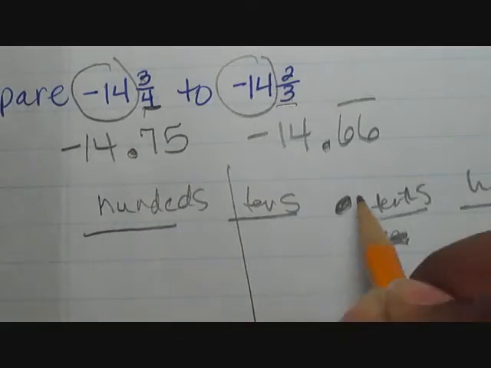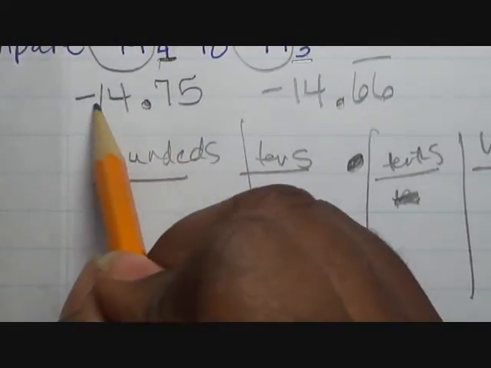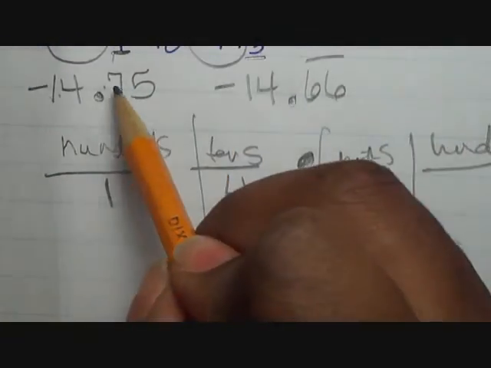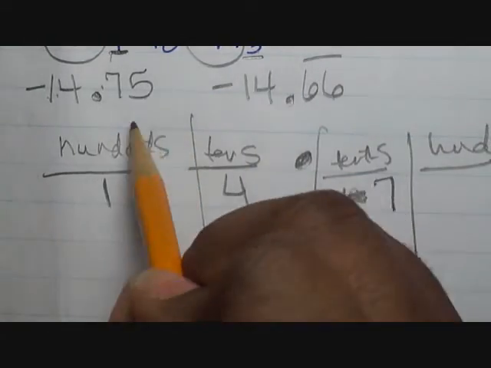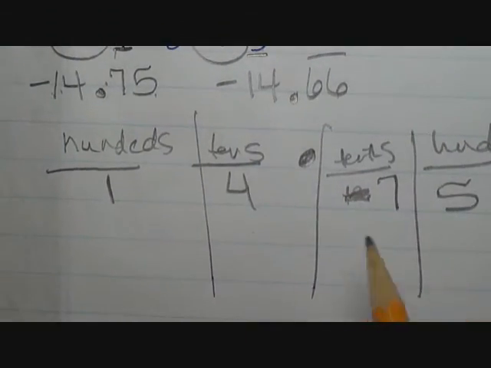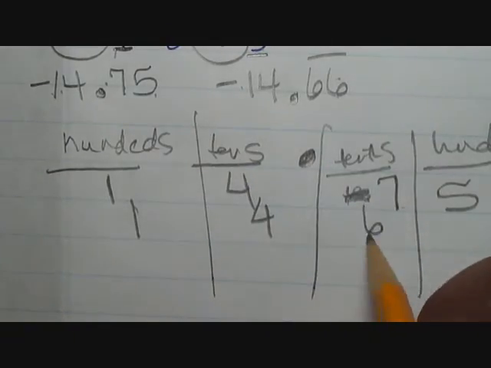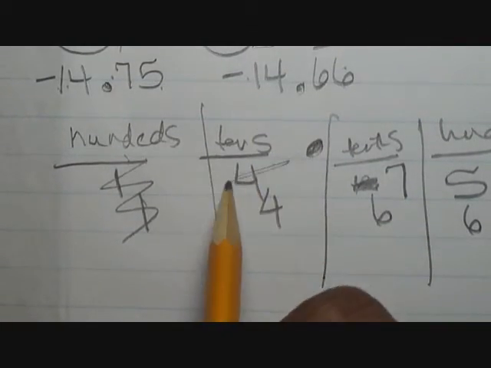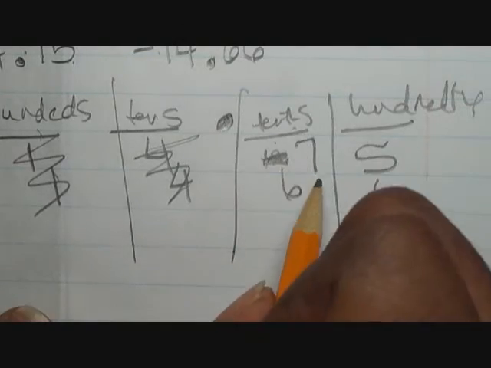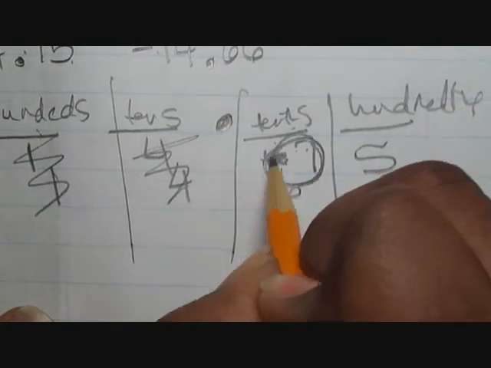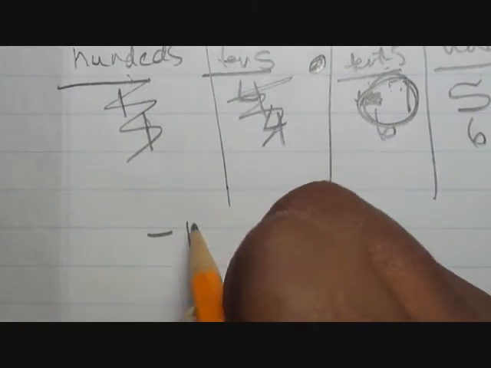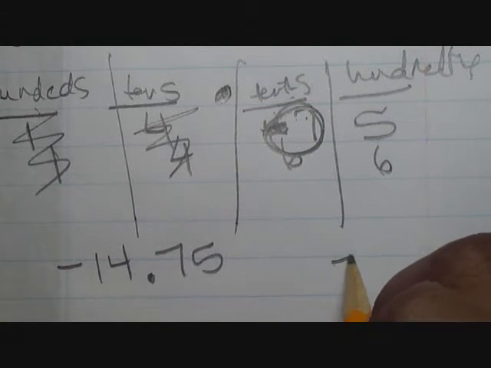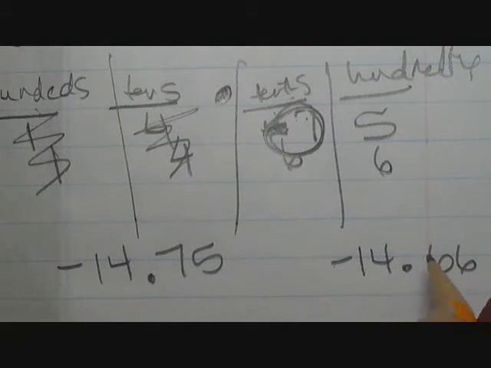So I'm going to start listing my numbers now. The first number is -14.75. So the 1 goes here, the 4 goes in the tens place, the 7 goes in the tenths place, and the 5 goes in the hundredths column. And I'll do the same thing with this number. Now these are the same, so I can't use them to compare. The tens column, they're the same. I can't use them to compare, but I can use the tenths column to compare. And this one is larger. So -14 and 75/100 is compared to -14 and 66/100.